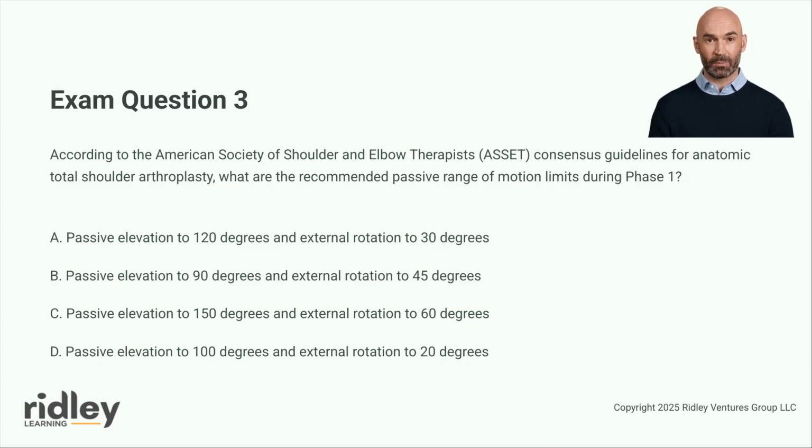More aggressive motion parameters, such as 150 degrees of elevation or 60 degrees of external rotation, would place unacceptable stress on the healing subscapularis, while more conservative limits could predispose the patient to stiffness.